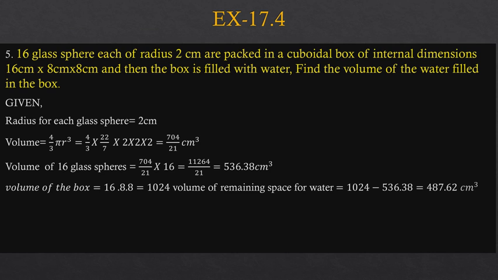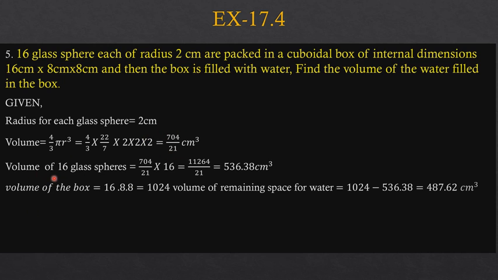Next question. 16 glassware, each of radius 2 cm, are packed in a cuboidal box of internal dimensions 16 cm into 10 into 8 cm into 8 cm. That means your length, breadth and height. And then the box is filled with water. Find the volume of the water filled in the box. So we know that the radius given is 2 cm. So the volume of the sphere will be 4 by 3 pi r cube, comes to 704 by 21.